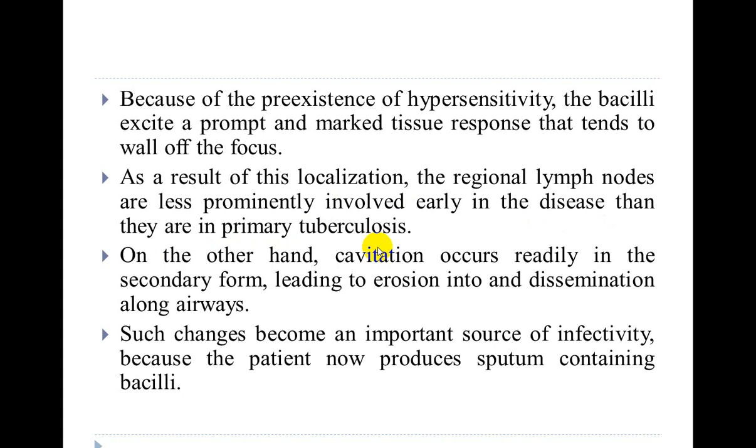So in these cases, because the person is previously sensitized, the body should have high control of the infection. So in secondary tuberculosis, the involvement of the regional lymph nodes will be less. Why? Because the immunity here is pre-prepared for the infection, as the immune cells are previously sensitized. On the other hand, cavitation occurs readily. When we have secondary infection, we have dissemination of the bacteria inside the pulmonary tissue.